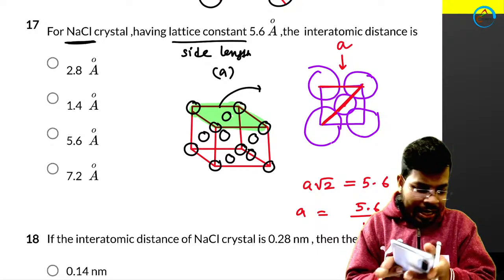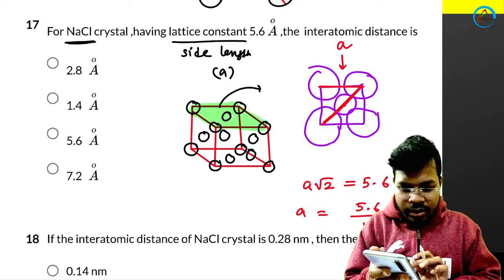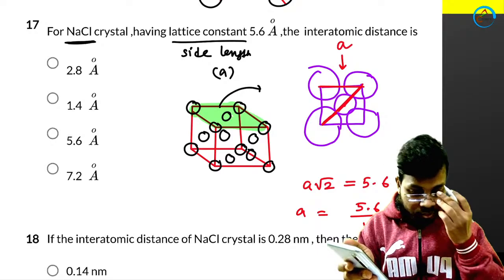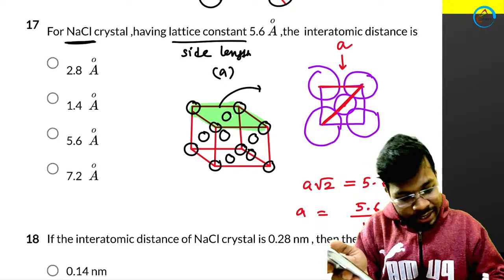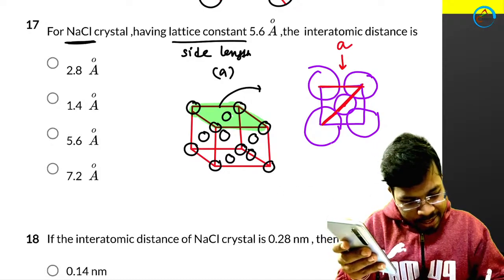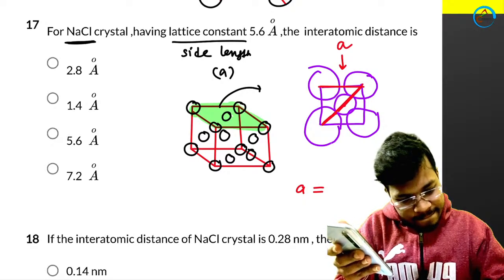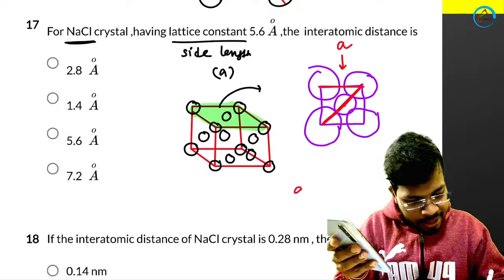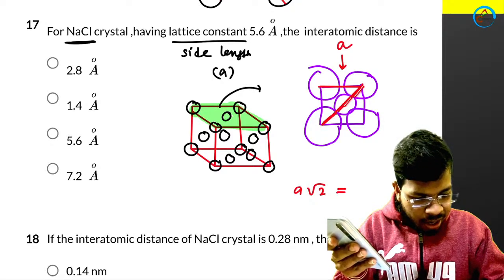Let me do the calculation. 5.6 divided by 1.414 is 3.96. Okay, I'm sorry, why am I calculating A? The lattice constant is given. A root 2 is the face diagonal, and along it the atoms touch, so it is equal to 4R.